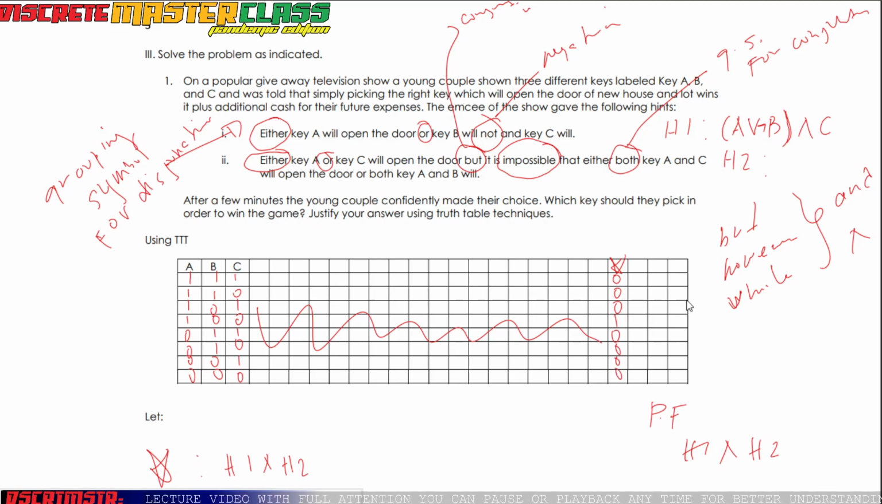Now, as you observe, you have one 1 at the end of your truth table. Look at the assignment for that. In that assignment, the only key which is true is 1. That means key A will open the door. The only assignment here which is 1 is key A. So, therefore, key A will open the door, and that is the key that the couple should pick in order to win the game.